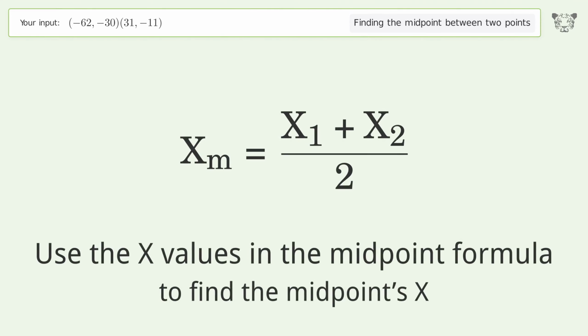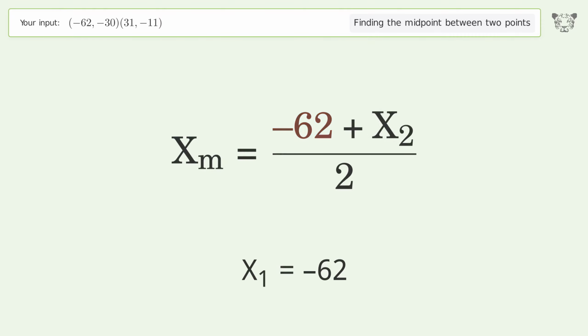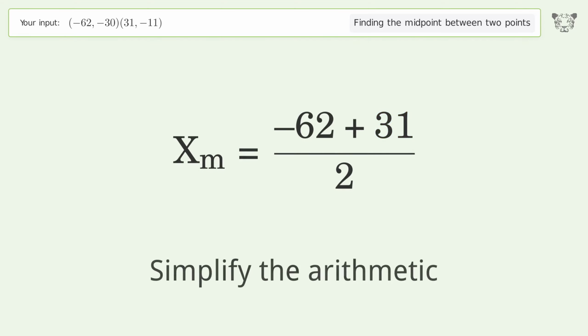Use the x values in the midpoint formula to find the midpoints x. x1 equals -62. x2 equals 31. Simplify the arithmetic.